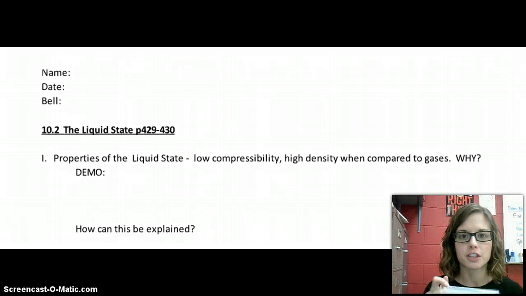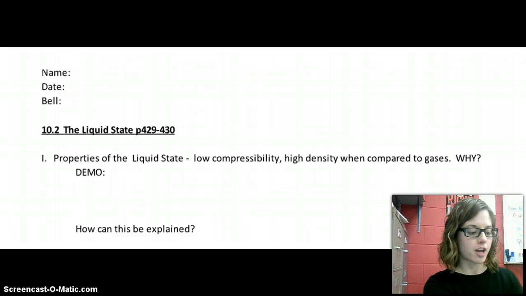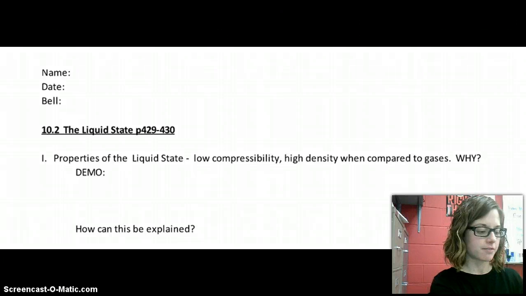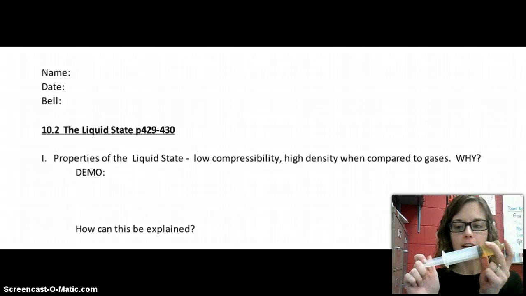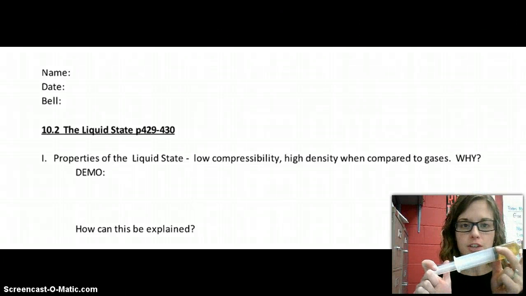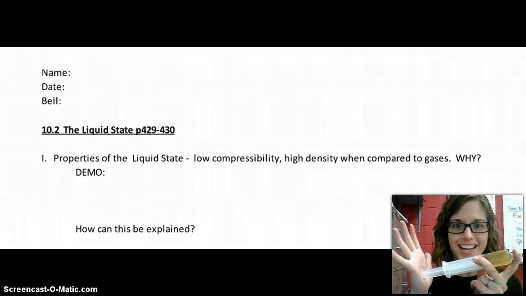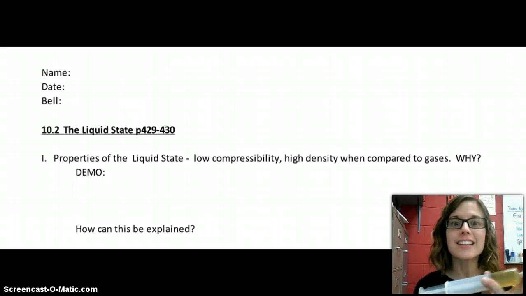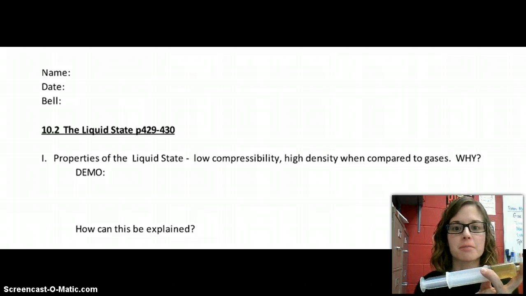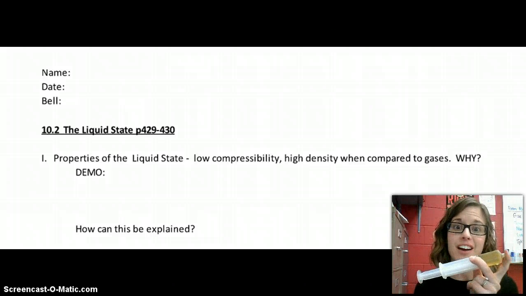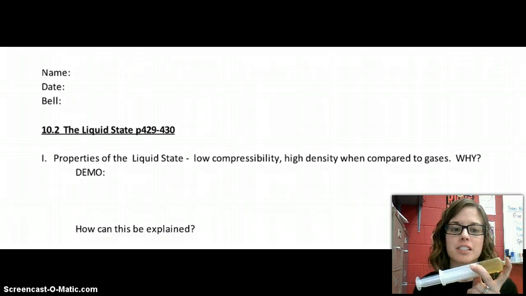Then what I'm going to do is show you by drawing up some liquid, and I have some food coloring in my liquid so you can see the color. And when I drew this up and now I try to compress it, no matter how hard I try, I just can't do it. Liquids have very low compressibility. They also have a high density in comparison to gases.